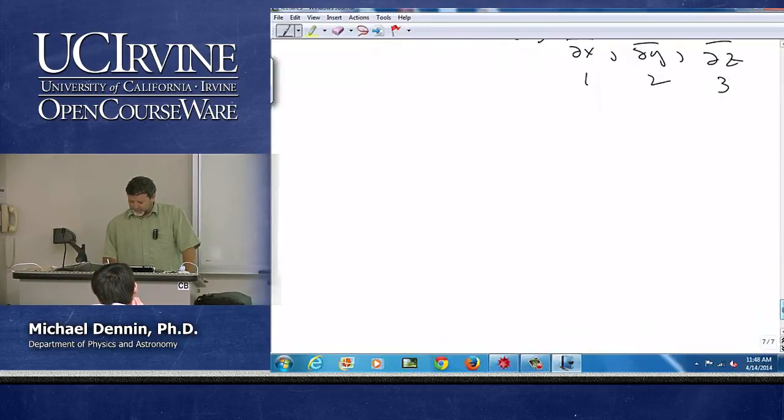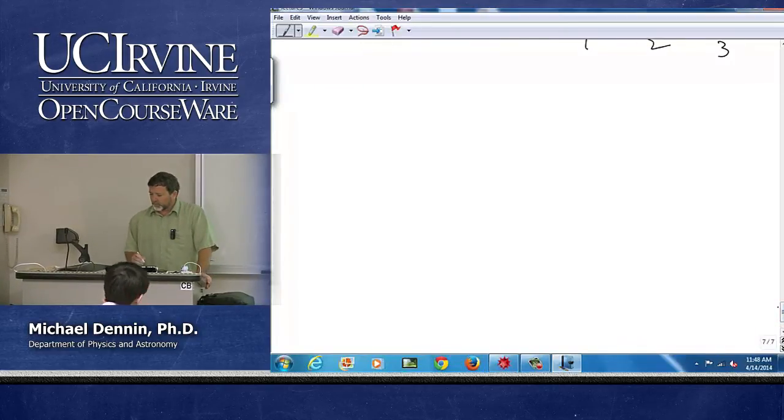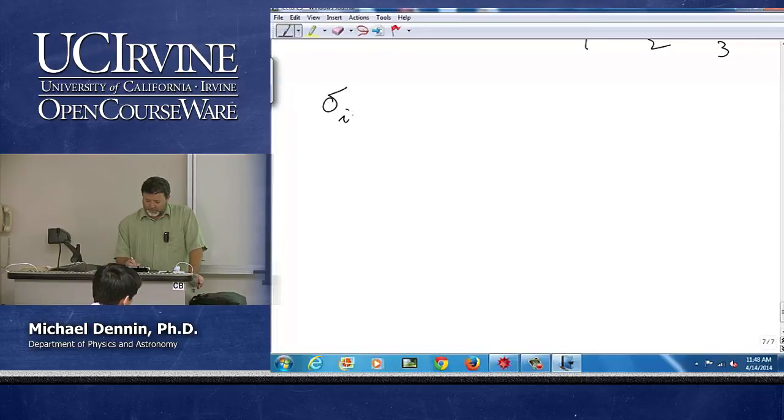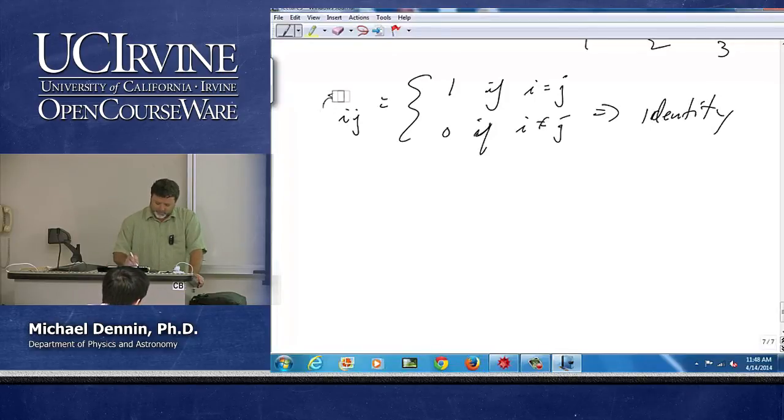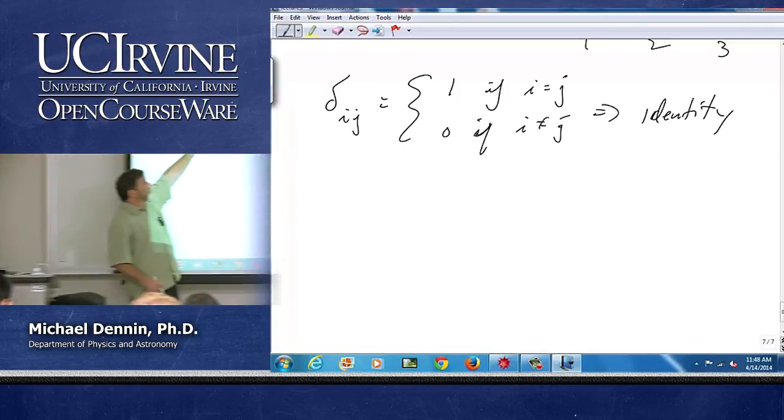The other two pieces, in our 2 minutes, we get 1 minute for each. The Kronecker delta, delta ij, is a rank 2 tensor. It's 1 if i equals j, and it's 0 if i is not equal to j. This is basically the identity. That's the easy one to use.